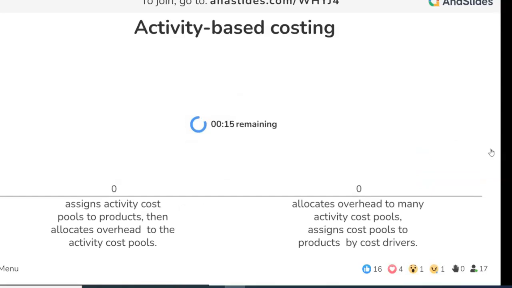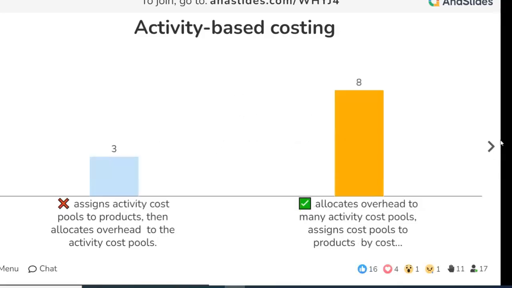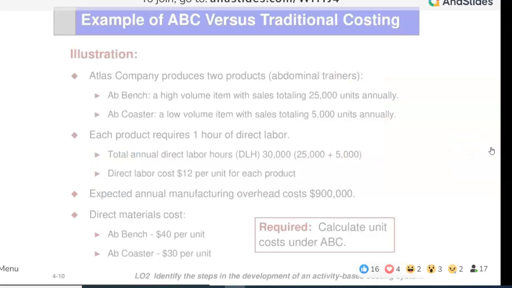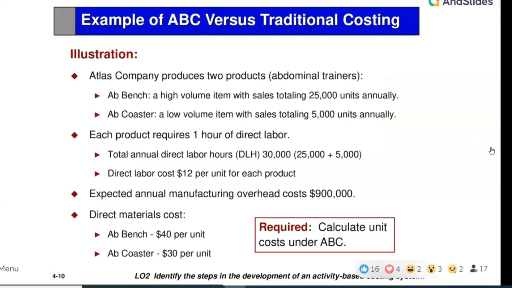Activity-based costing assigns activity cost pools to products, then allocates overhead to activity cost pools. Allocates overhead to many activity cost pools. Assign the pools to products by cost driver. Good, you're getting it. Allocates overhead costs to a bunch of pools, figures out what the driver is, and assigns the cost in that pool based on the consumption of the driver.